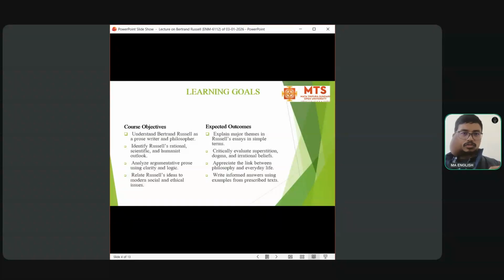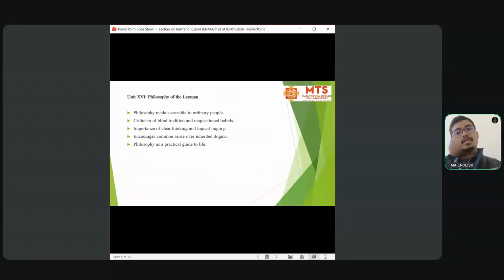So now let's move on to the first unit of this block, that is Unit 16, the Philosophy of the Layman. In the Philosophy of the Layman, Bertrand Russell explained what philosophy means for ordinary people. He argues that philosophy should not remain confined to universities, scholars, or researchers. Okay, so it should help common people, ordinary people, think clearly about life, beliefs, and social issues.